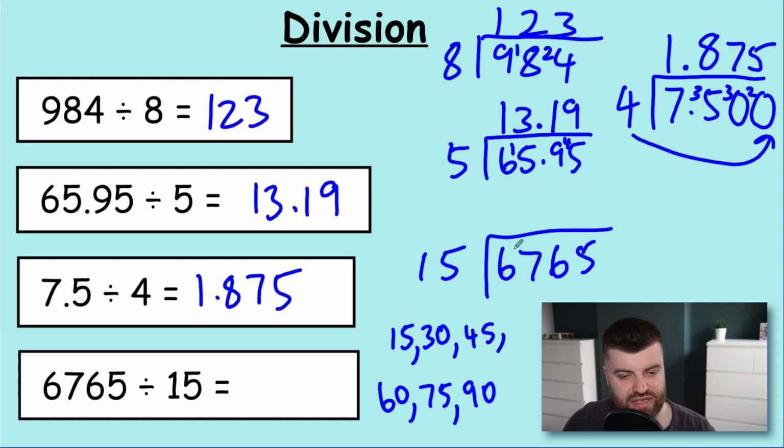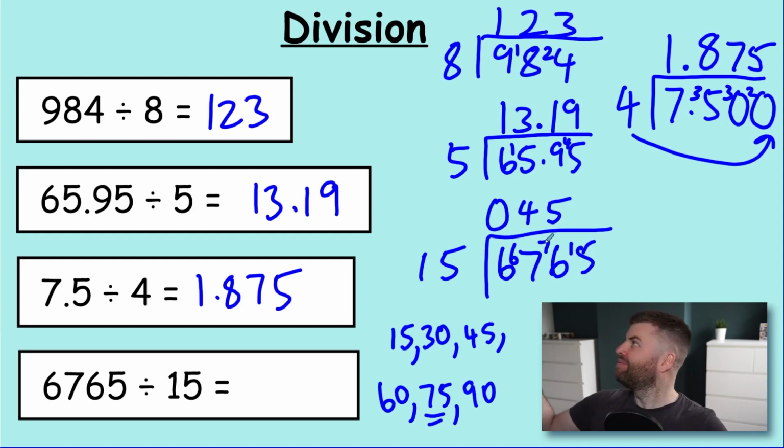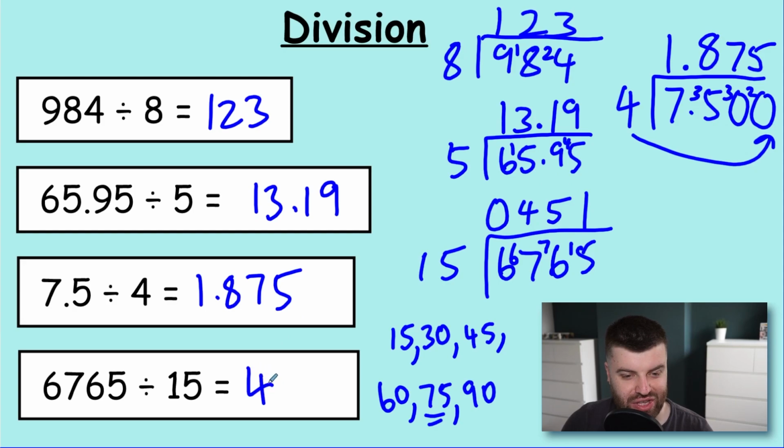15s into 6 obviously don't go. Exchange over the 6. 15s into 67. Let's see how far we can get. 1, 2, 3, 4. 4 15s are 60 with 7 left over. How close can I get to 76? Really close. Look, it's here. 1, 2, 3, 4, 5 15s are 75 with 1 left over. How many 15s are in 15? 1. We've just done a short division with a huge number, 15, and we got the answer right.